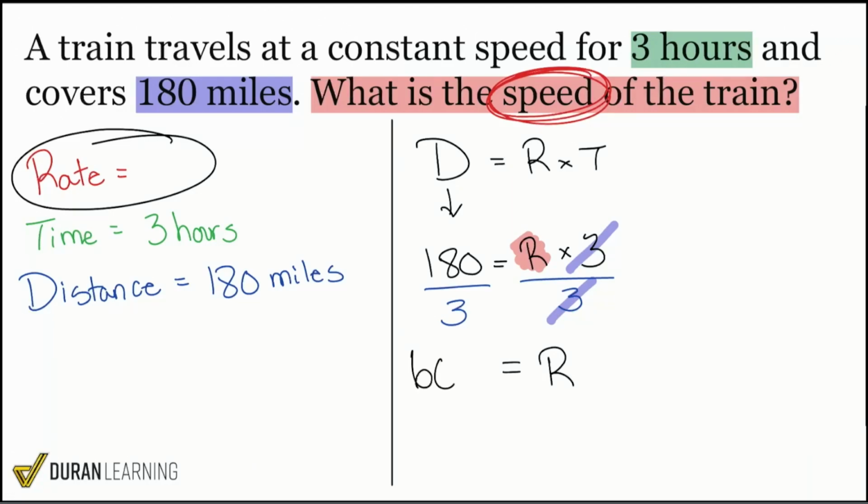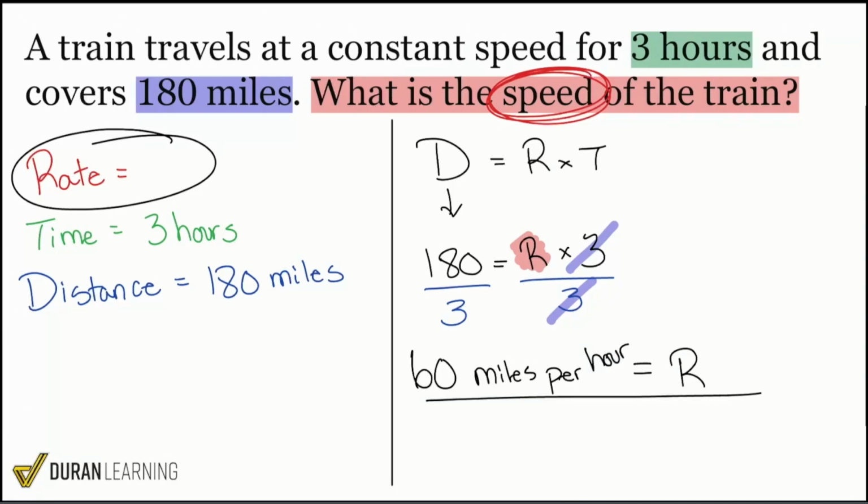Now, can you tell me 60 what? What is that going to be? Yeah, that's going to be miles per hour, because remember, your rate is your distance per time. Miles per hour. So that's what the units will be. 60 miles per hour. Nice and easy. And there we are. There's your first problem where we've worked backwards.